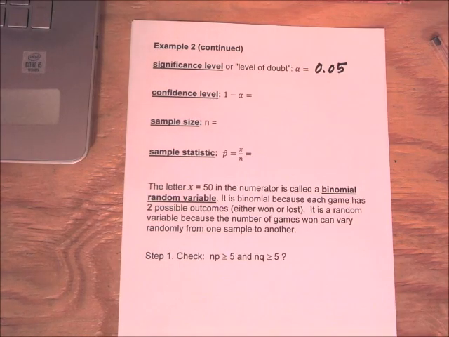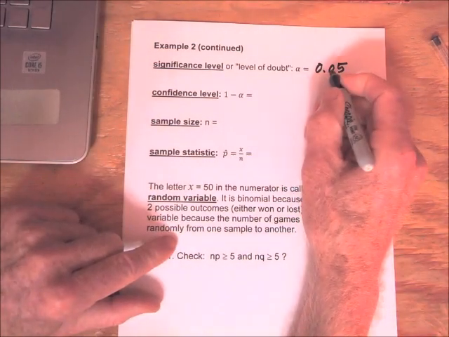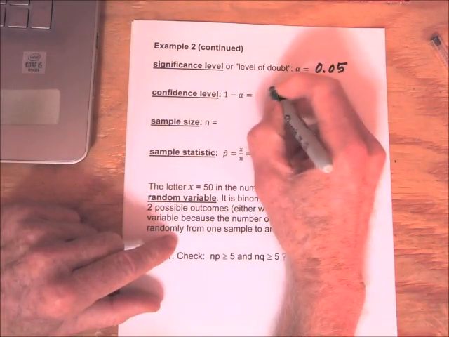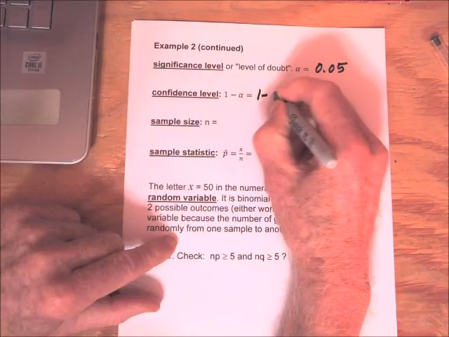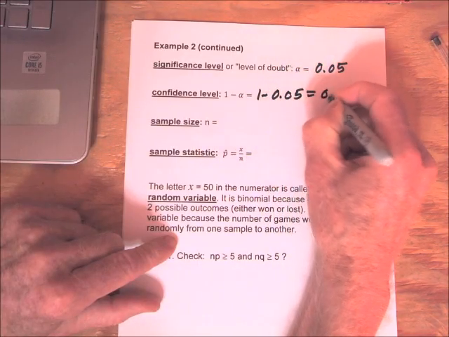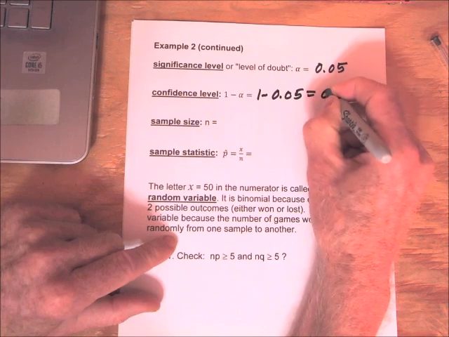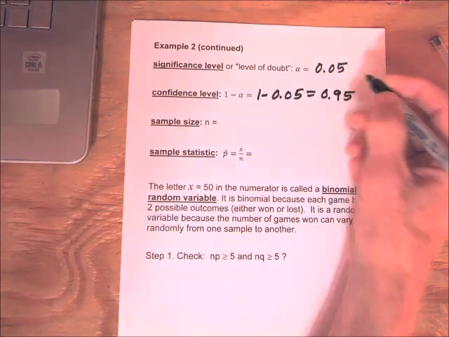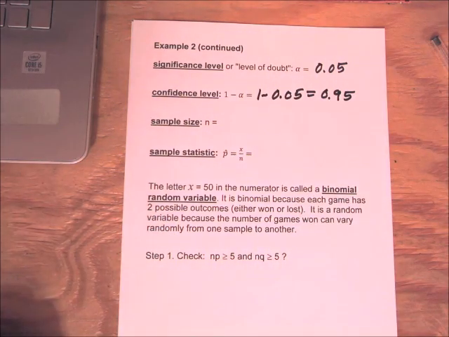level of doubt. Level of confidence is 1 minus the level of doubt. So in our case, 1 minus 0.05, which is 0.95. So we want to be 95% confident in our conclusion.